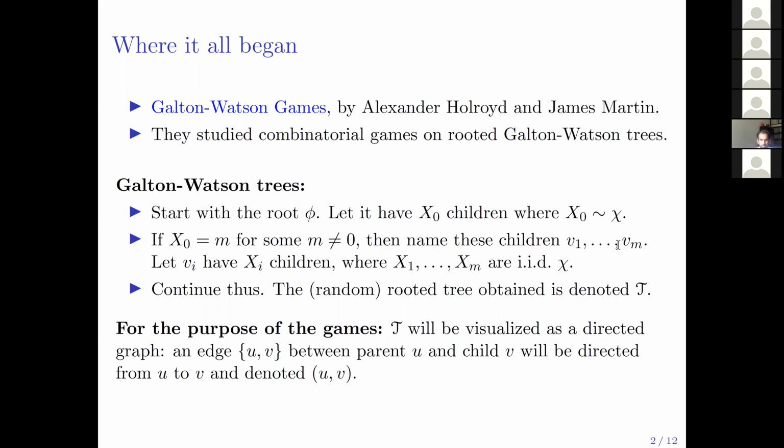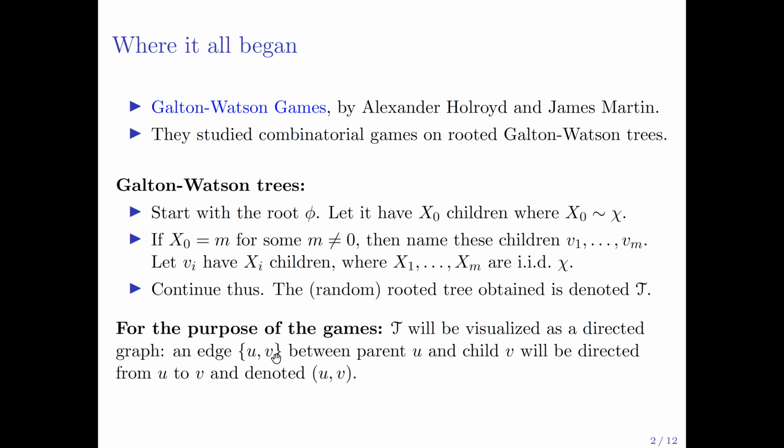So for the purpose of the games that I'm about to describe, this tree script t will be visualized as a directed graph in which, if you consider any edge uv, written like this, it means it's undirected. Between two vertices u and v, where u is the parent and v is the child, you direct the edge from u towards v, and you write it with parentheses to denote that this is a directed edge that goes from u to v.